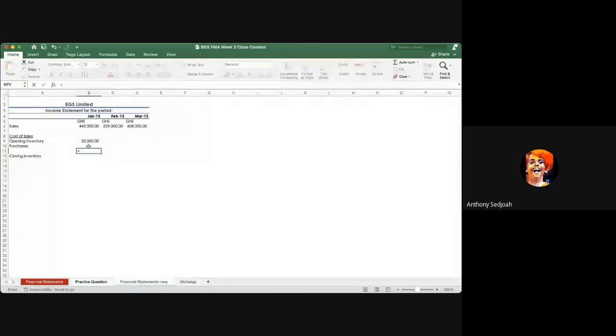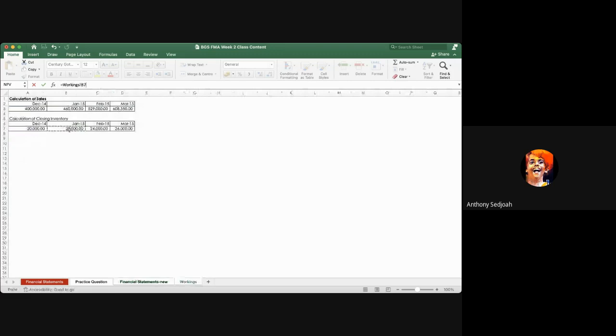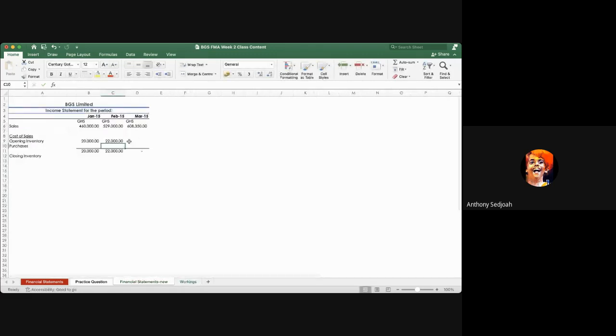So we are supposed to have opening plus purchases over here. And I'll bring a border over here. Then I drag to the right like this. Okay, so let's show the opening inventory for February and then March. Opening inventory for February will be the closing in January, so equal to closing in January, which is 22,000. Then opening in March will be the closing for February, so I'll reference closing for February.